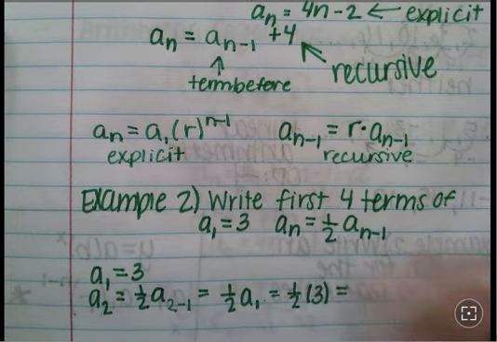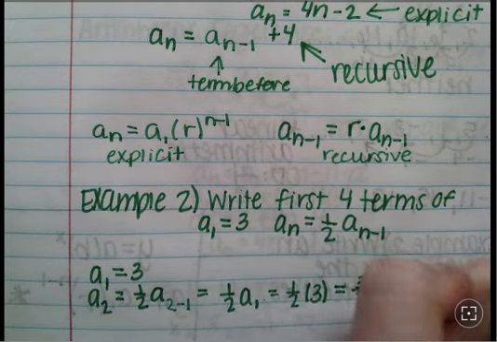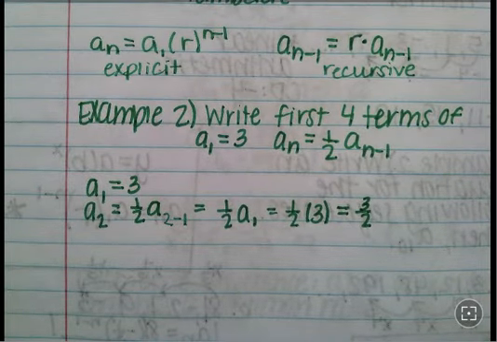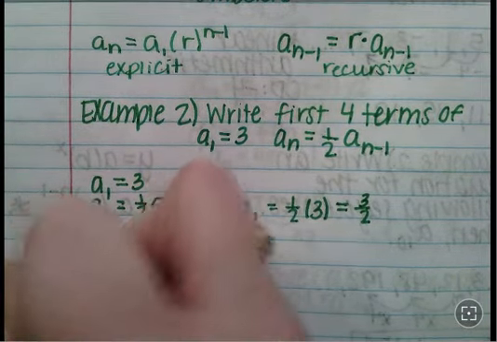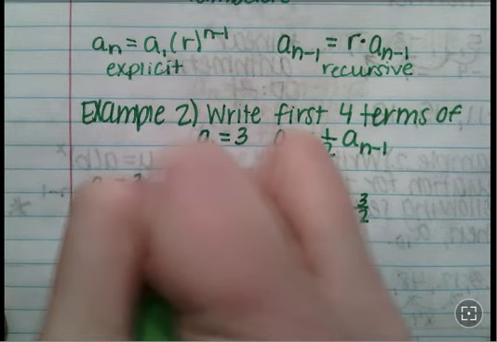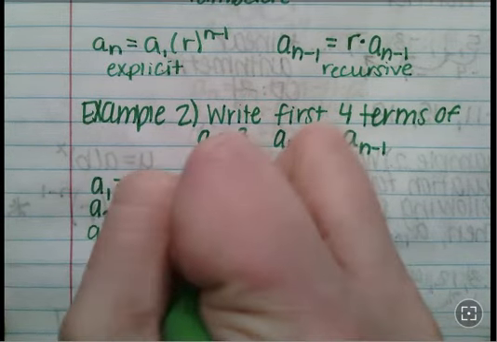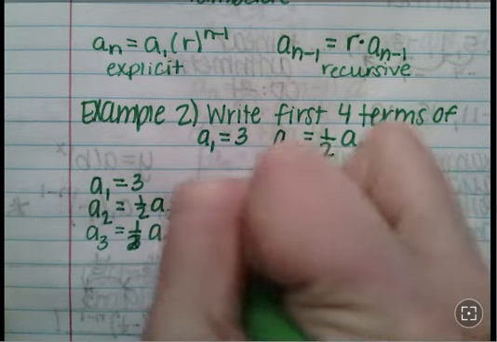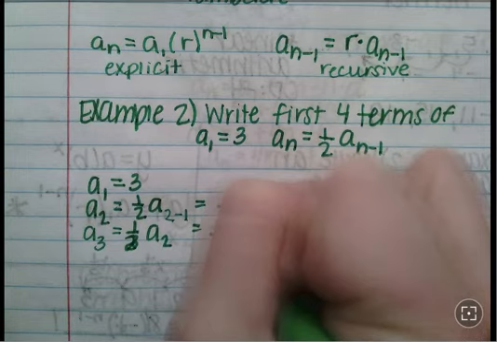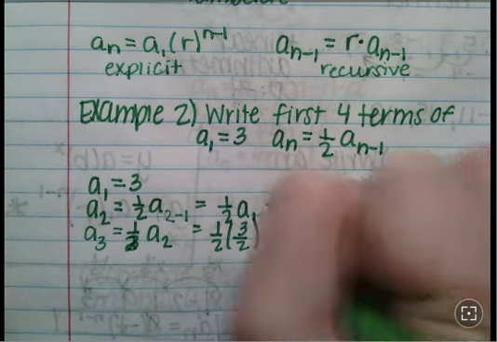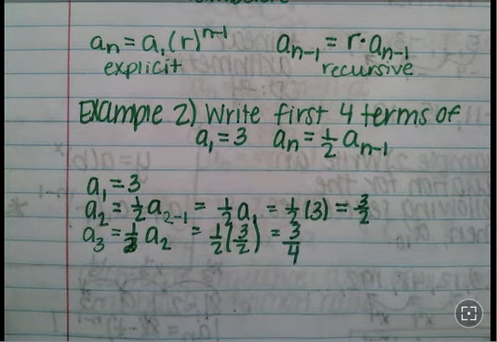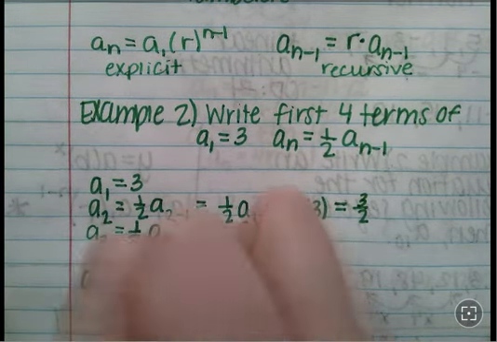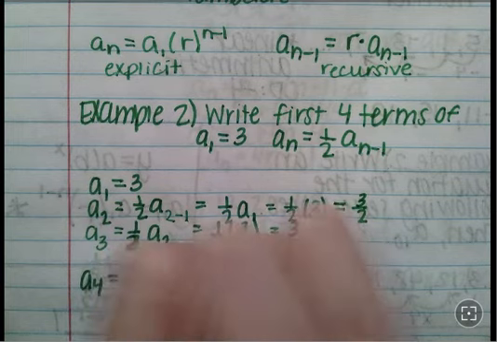So 1/2 of 3, I'm going to keep that as 3/2, okay? So the second term of this sequence would be 3/2. And then we go to a sub 3, and a sub 3 is 1/2 of the term before. 1/2, not 1/3, sorry. So that's 1/2 of 3/2, which then gives you 3/4, right?